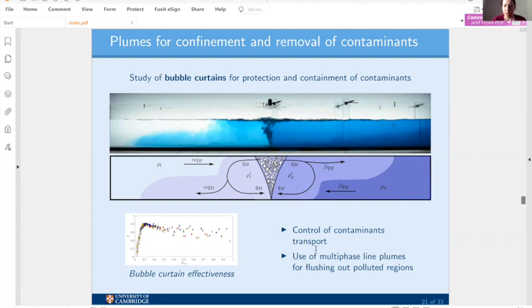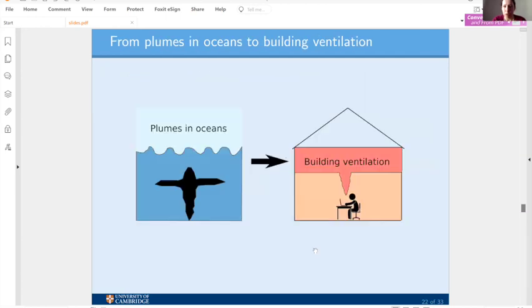Okay, and I think at this point, I'm just going to move to the second part of my presentation and talk a little bit about plumes on a smaller residential scale and how we can study multiphase plumes in order to improve the building ventilation and also to save energy of our buildings.